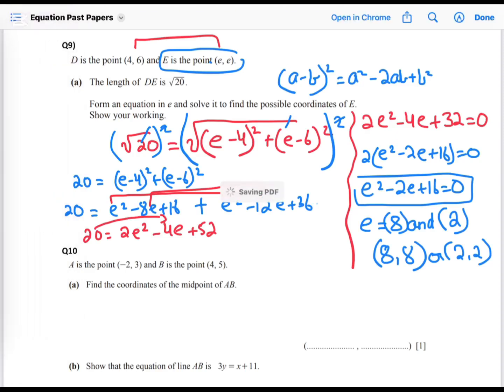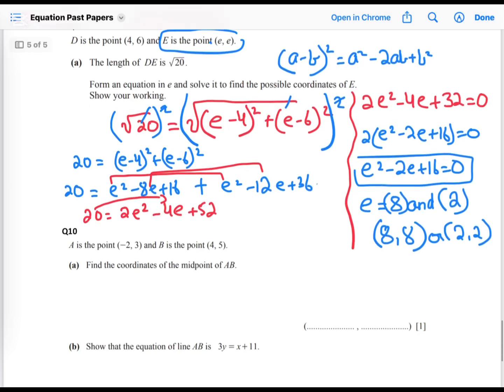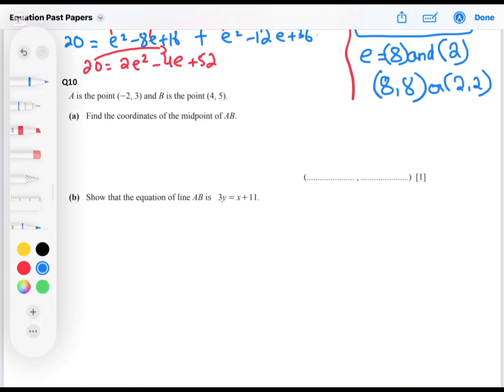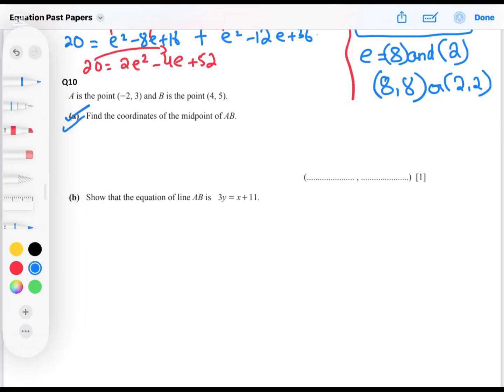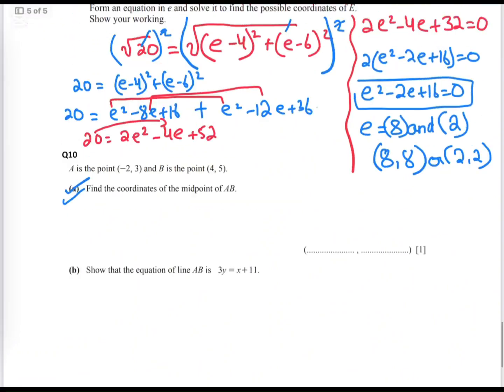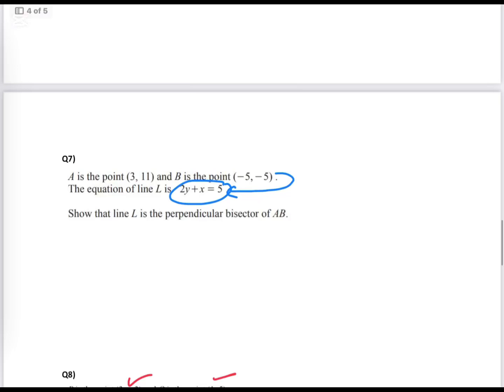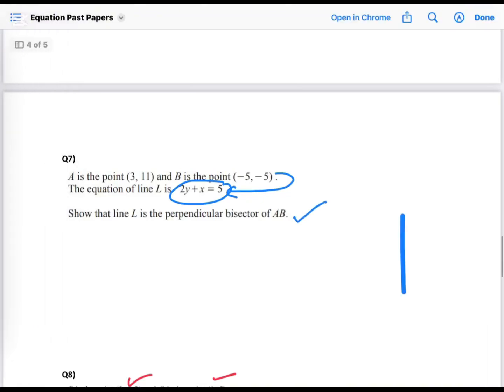Now moving towards the last question of the class, then the topic will be completed. A is the point (minus 2, 3), B is the point (4, 5). Find the coordinates of the midpoint. We already know how to find the midpoint; we already did this topic in the previous class. Show that the equation of line AB is 3y equals x plus 11. We have to show that. I already gave you one question like this to try. Now the last part I am solving for you.